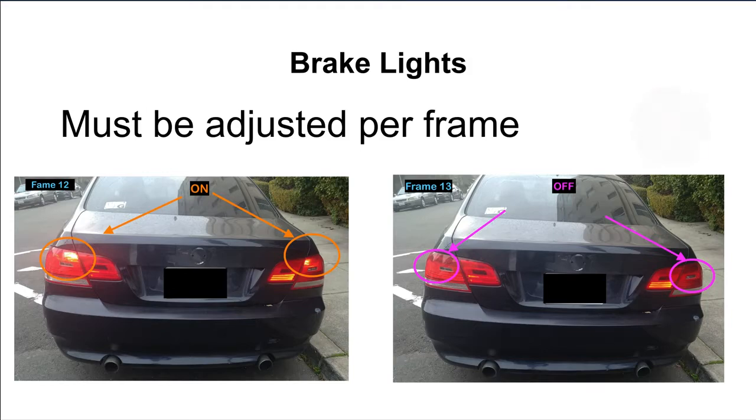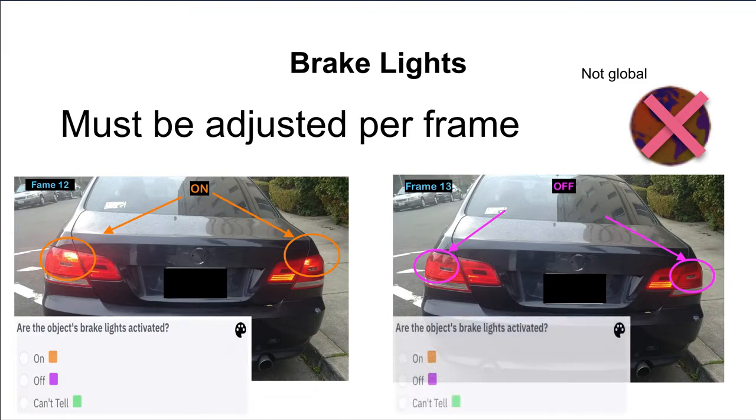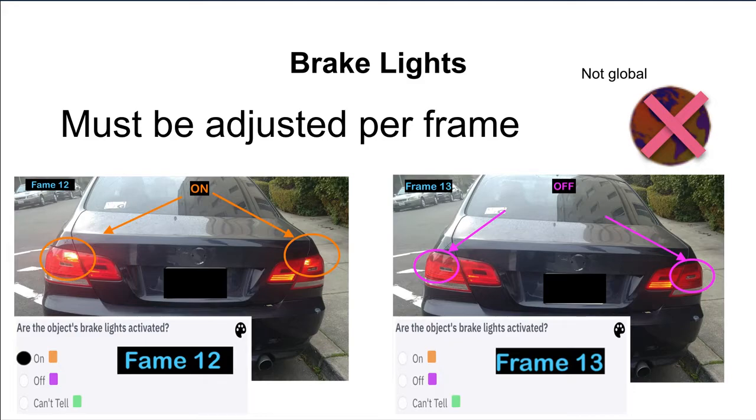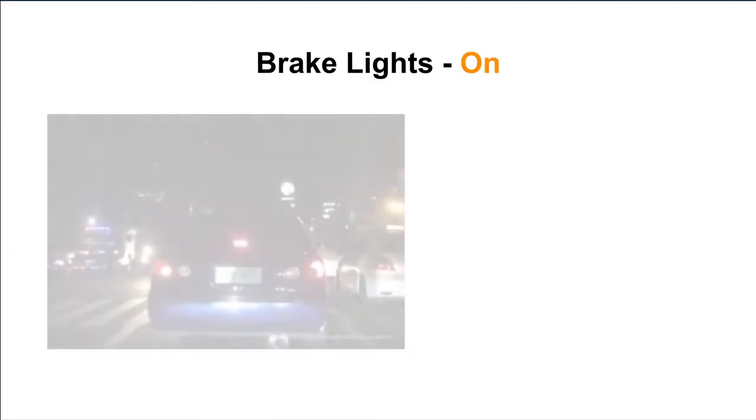So here we have an example, frame 12 of the same car. The brake lights are on. You can clearly see the red glow on the taillights. And then in frame 13, we can see that the glow is gone, and so we would select off for frame 13.